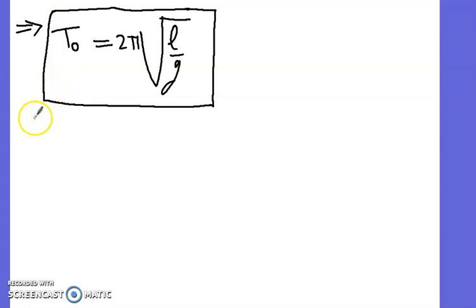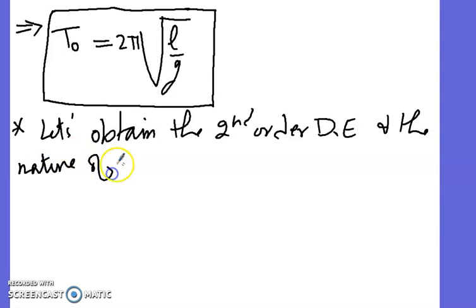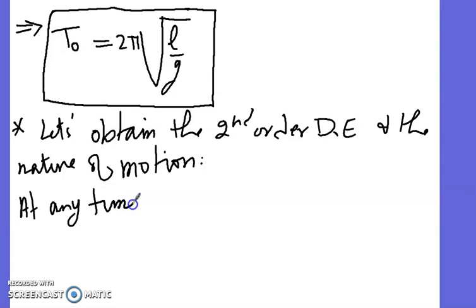But let's do the calculation from the beginning. Means let's obtain the second order differential equation and the nature of motion, as we did for each pendulum, compound and torsion, and elastic also. Okay, at any time we always apply the principle of conservation of mechanical energy.